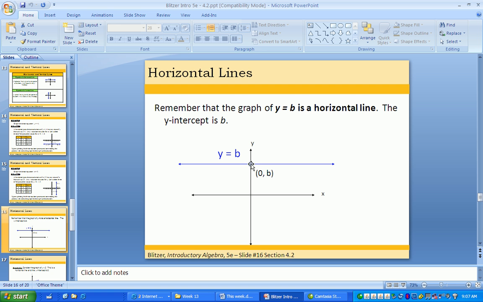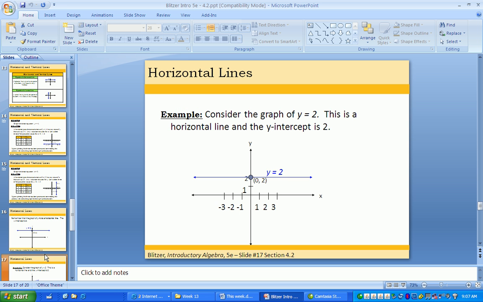Consider the graph y is equal to 2. This is a horizontal line, and the y-intercept is equal to 2. So again, if we have a horizontal line, y is equal to 2, we know it goes horizontal through everywhere y is equal to 2. Of course, this line crosses the y-axis at the point 0, 2.